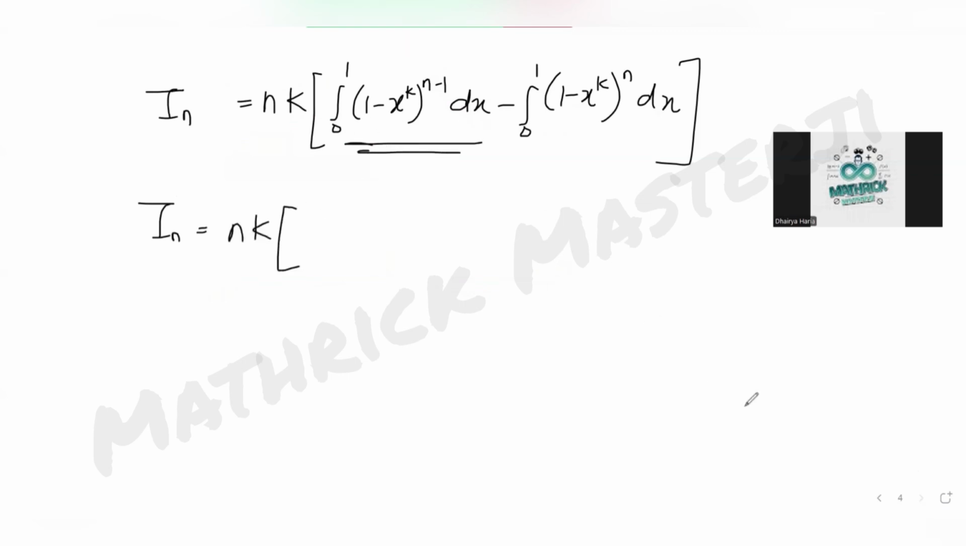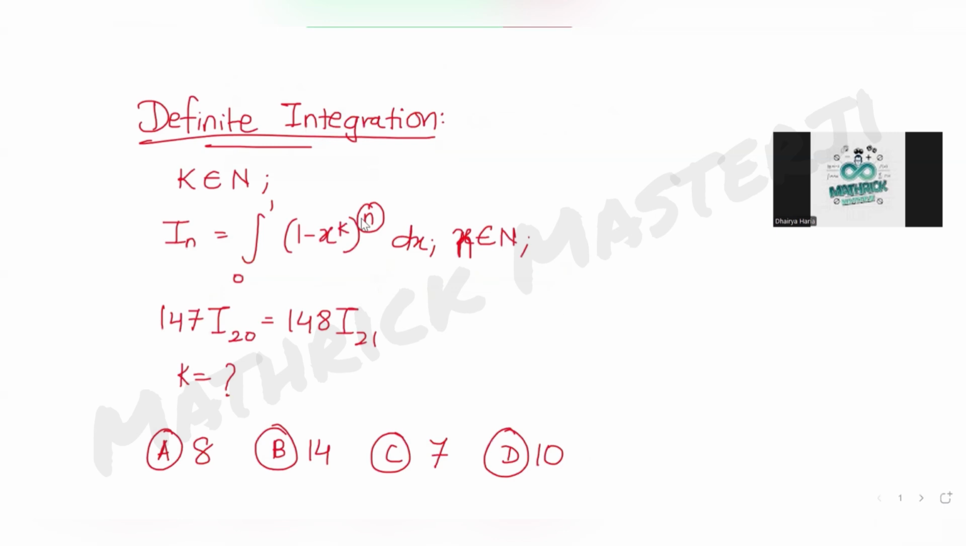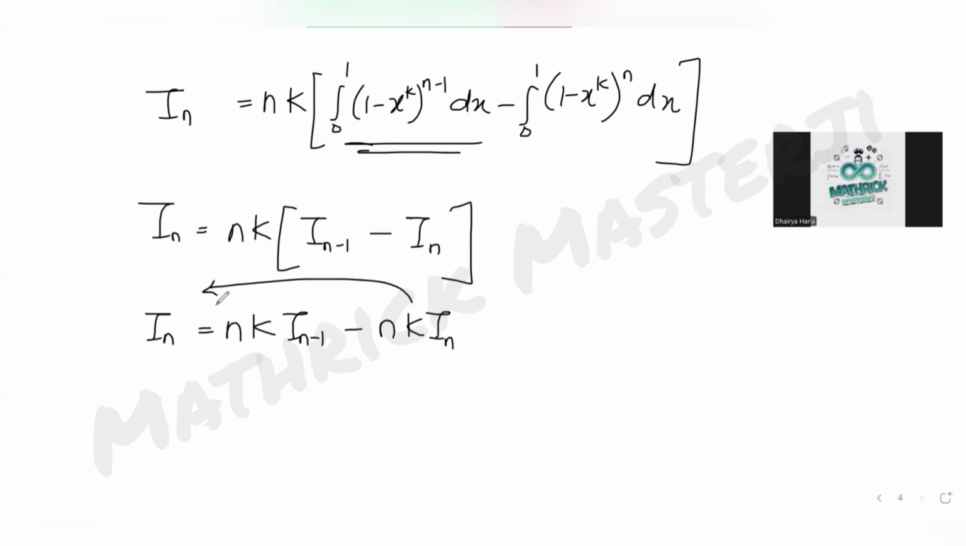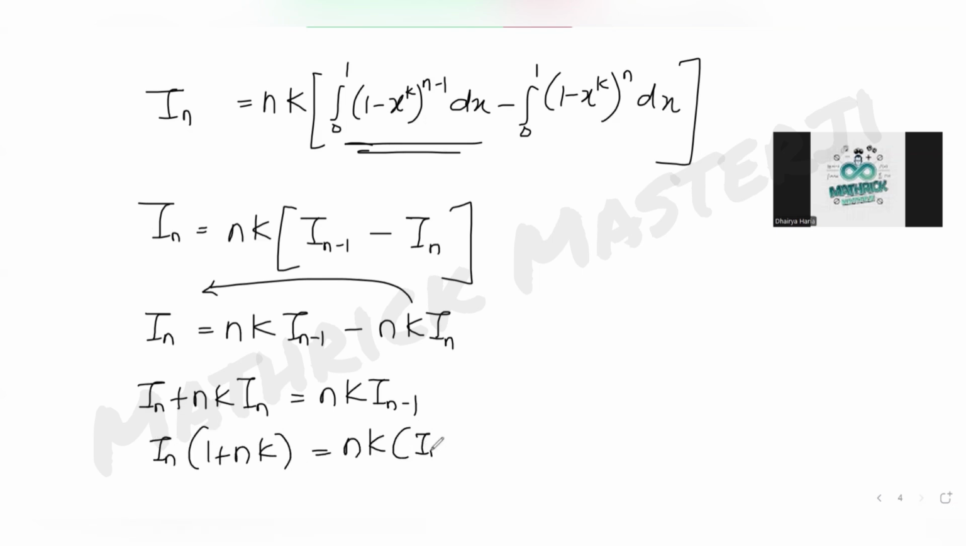This entire thing, 1 minus x raised to k, the whole raised to n minus 1: In was the same thing, but instead of n minus 1, you have n. So this basically becomes In minus 1, minus this entire thing becomes In. If I solve for this further, I get In equals nk In minus 1 minus nk In. If I take it on the other side, In plus nk In equals nk In minus 1. So I get In common, 1 plus nk equals nk In minus 1.